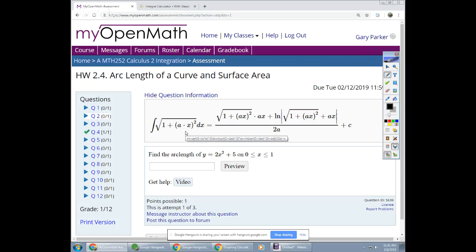And we have our a. So u would be that. So instead of an ax here, we would have a u instead of an ax. So everywhere you see an ax, it would just be a u, and you could replace a with 1. Awesome.